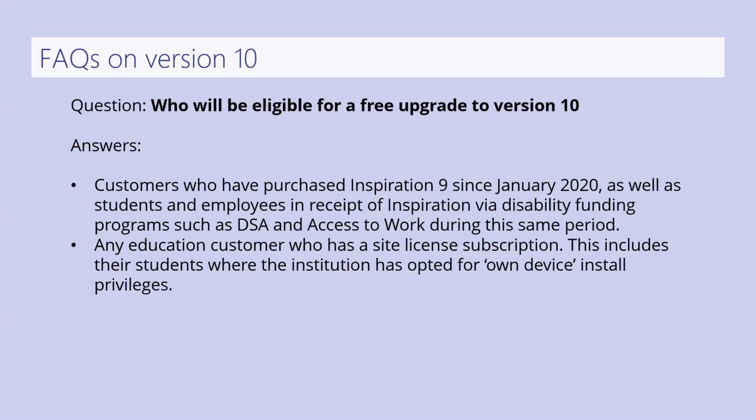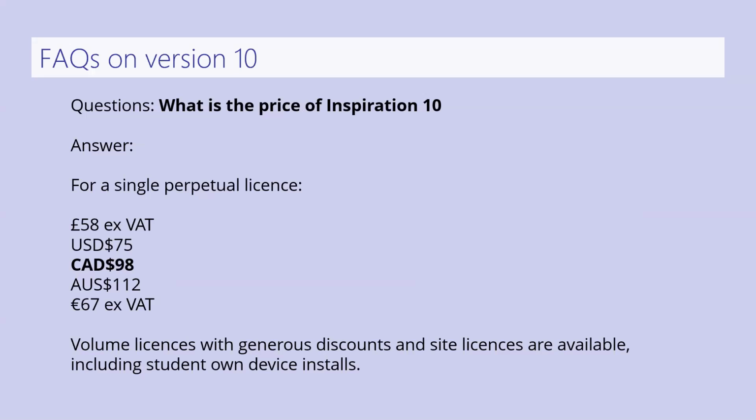Okay, so those are the common questions. Now, pricing is another one. So obviously, we sell across the world, but for Canada, it's 98 Canadian dollars. And obviously, if you're interested in volume licenses and site licenses, we do offer special pricing for that as well. And our site licenses, we do have options where that does include student-owned devices, which obviously is quite advantageous at the moment with this whole blended learning approach and students not necessarily being on campus and being at home. So those institutions with those site licenses are able to just say to the students, install it on your own device.